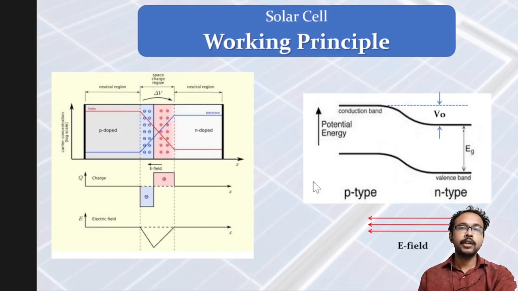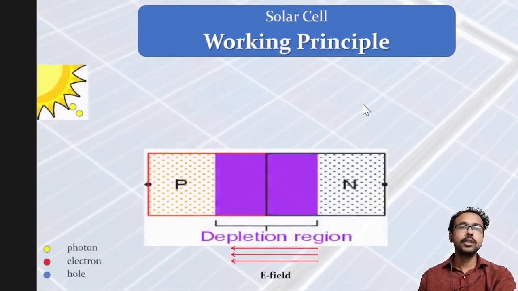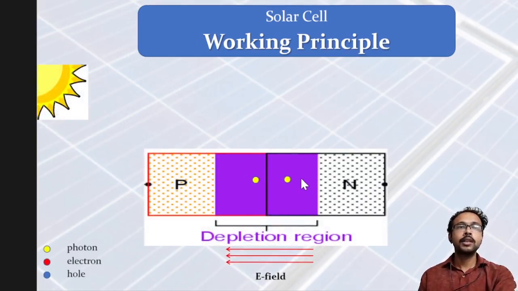In the right hand side, we have shown the energy band diagram of this p-n junction diode. It shows that the electrons in the n side are at a lower energy level than the electrons at the p side. Now this electric field is there in the p-n junction diode under equilibrium. Now when light falls on this solar cell, the photons have a chance to interact with the electrons that are lying in the valence band of the structure.